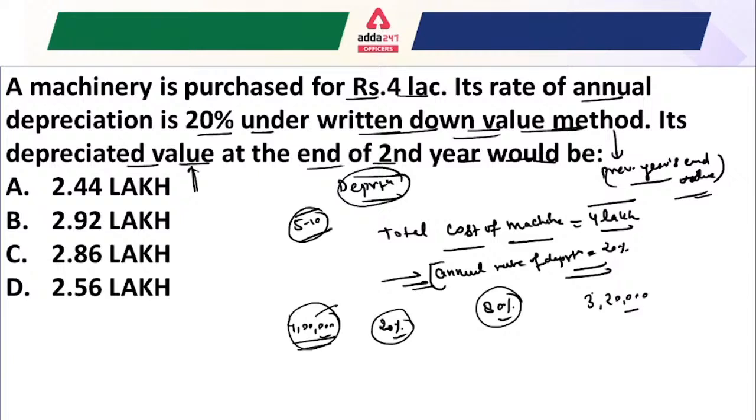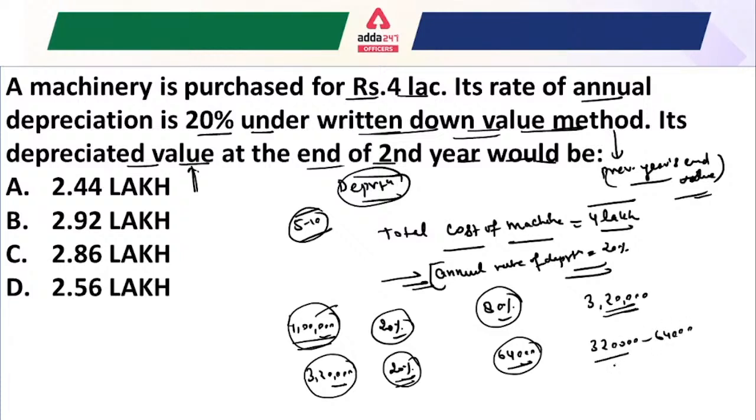Okay, in the written down value method, we use the previous year's end value for calculating the depreciation. So now we write 3,20,000 rupees again, and it is again depreciated 20%. If we calculate the depreciation, it will be 64,000 rupees. To calculate the value at the end of the second year, just subtract 64,000 rupees from 3,20,000 rupees, and you will get the answer 2,56,000 rupees. This is how we solve these kinds of questions in the exam.